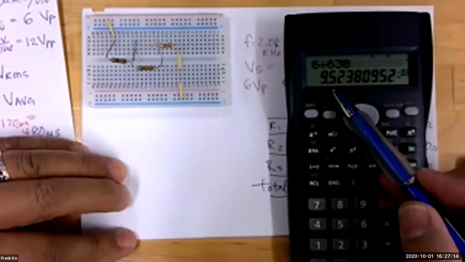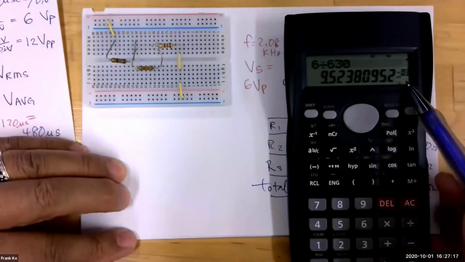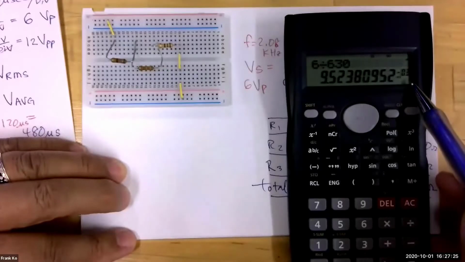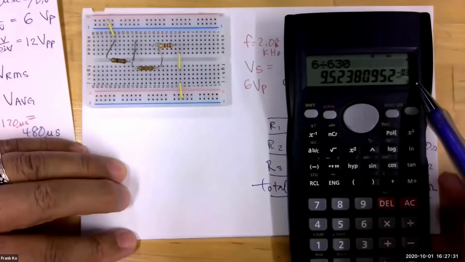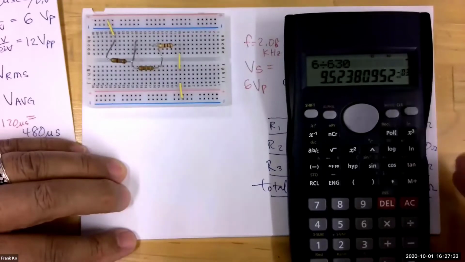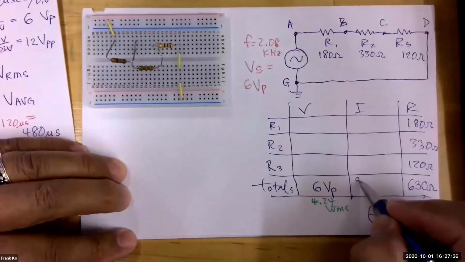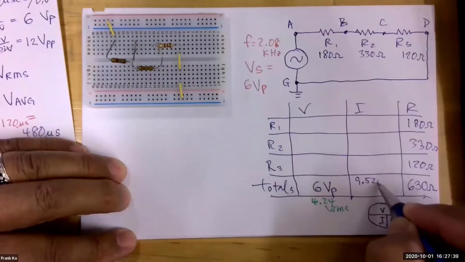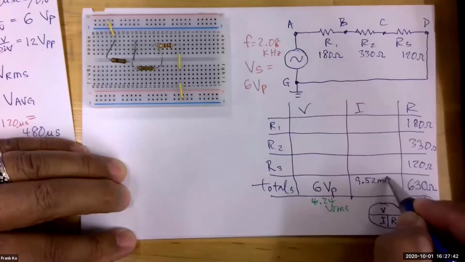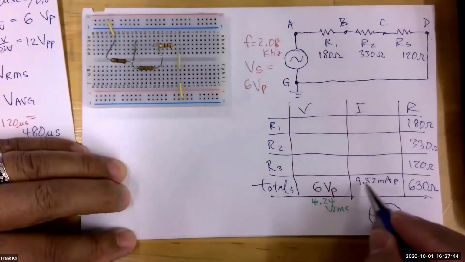Oh, 9.52 micro, amps. Is it micro? Milliamps. Are you sure it's milli? What power of 10 do you have on your calculator? -3. -3, and therefore it is milli, yes? Yep. Okay, so we could write down this, 9.52 milliamps peak. And I'm going to write this so that this fills half the cell, okay? 9.52 milliamps peak.